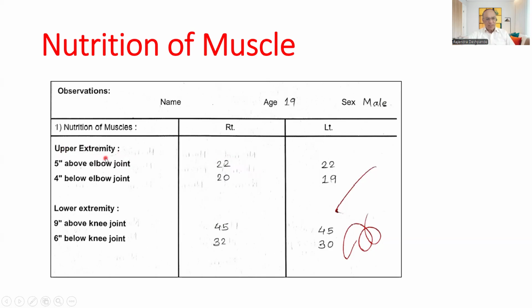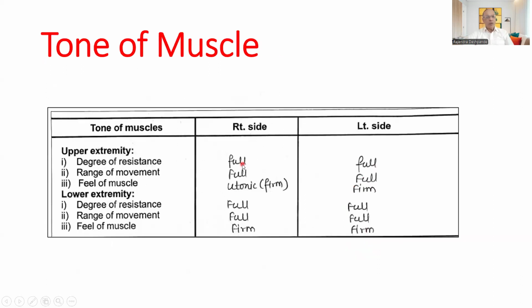For example, in upper extremities, 5 inches above the elbow joint, you measure in tape, and girth should be measured over here. Then in upper extremities, 4 inches below the elbow joint, measure the girth. Then lower extremities, 9 inches above knee joint and 6 inches below the knee joint. Right and left side, you have to compare. Now this is the pointing or writing of tone of the muscle. For example, always right side and left side should be compared.